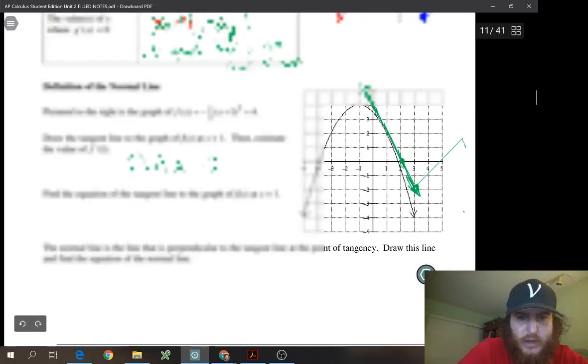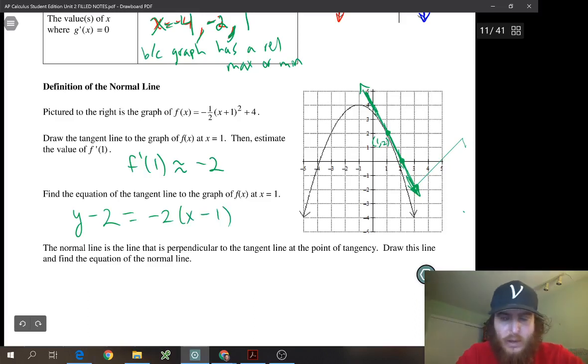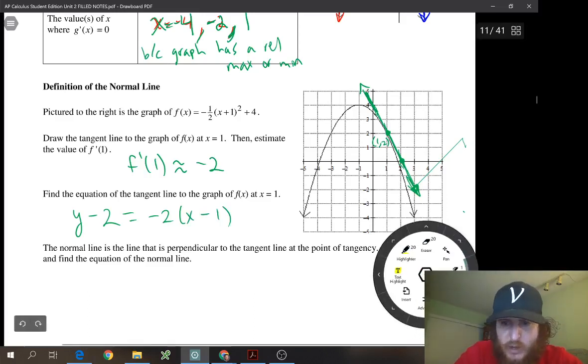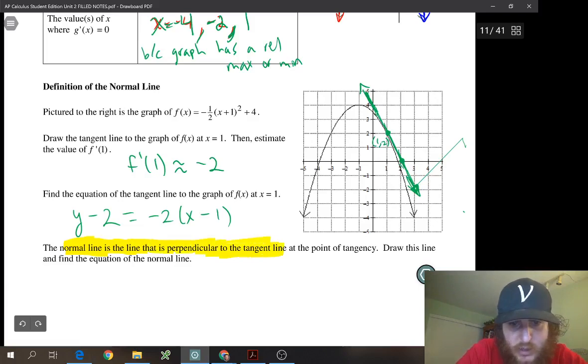Okay, so if we're going to write the equation of our tangent line, y minus, now the y value here, this point is at 1 comma 2. So y minus 2 equals negative 2 parentheses x minus 1. So now here's our new definition. Highlight this, underline this. A normal line, this is something we're going to use in calculus from time to time, is perpendicular to the tangent line. Perpendicular meaning at a 90-degree angle.